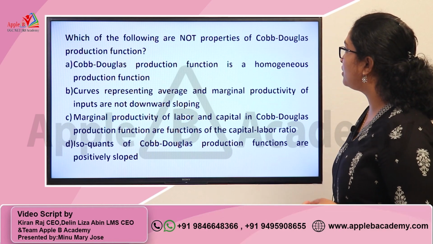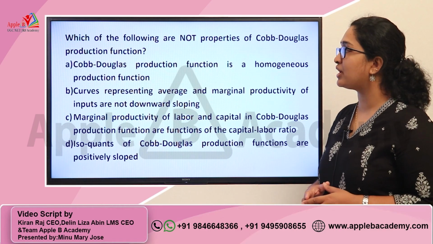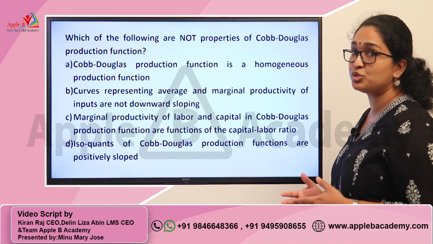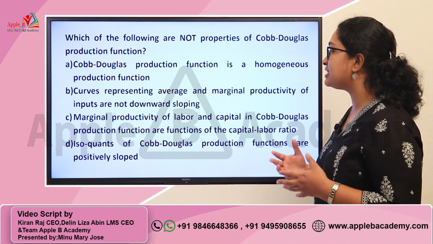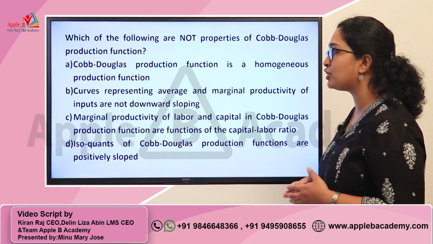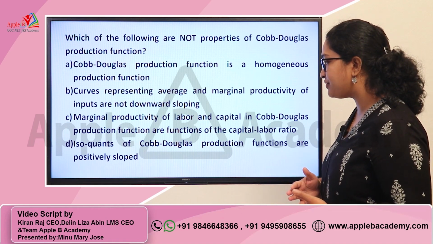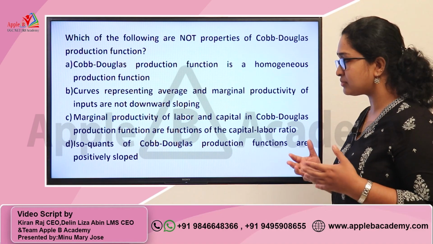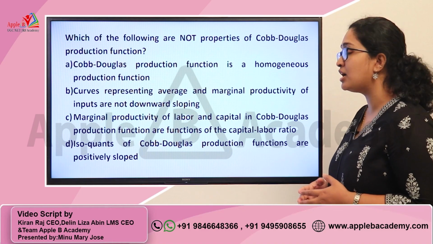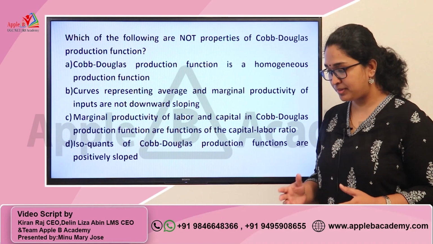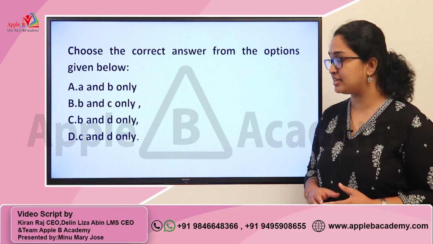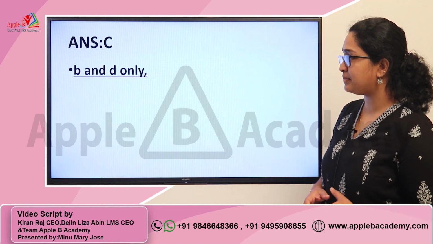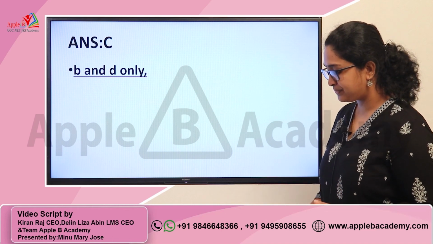The next question is also a very common question regarding the Cobb-Douglas production function and its properties. We have 4 statements. Cobb-Douglas production function is a homogeneous production function. Curves representing average and marginal productivity of the inputs are not downward sloping. Marginal productivity of labor and capital in Cobb-Douglas production function are functions of the capital-labor ratio. Isoquants of Cobb-Douglas production functions are positively sloped. Again, we have to choose from the options given here, that is A, B; B, C; B, D; and C, D. The answer is option C, that is B and D only.